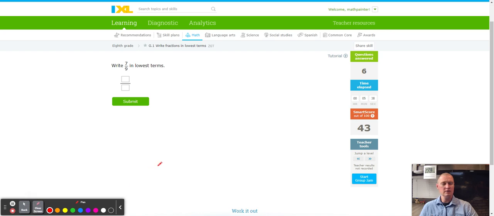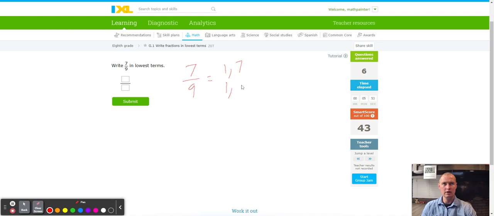7 over 9. This one looks kind of weird. Haven't seen that one before. So we got 7 over 9. But first of all, 7 is something called a prime number. A prime number means only 1 and itself can go in.